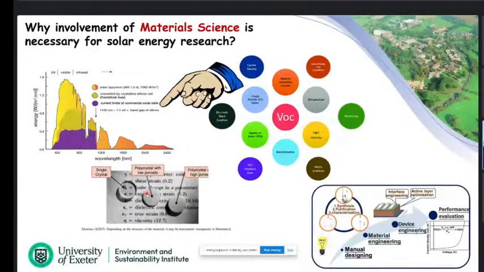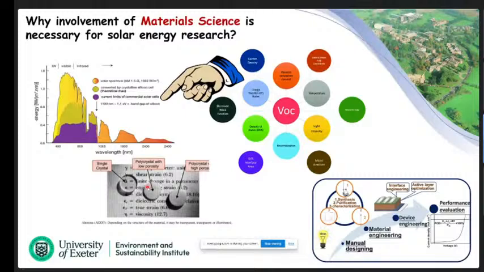So basically what we do, we develop the material, designing the material according to our application. We do some chemistry, we do some engineering. Next, we develop the design, the device and a prototype, and then we go for its performance evaluation. So that is our research strategy.